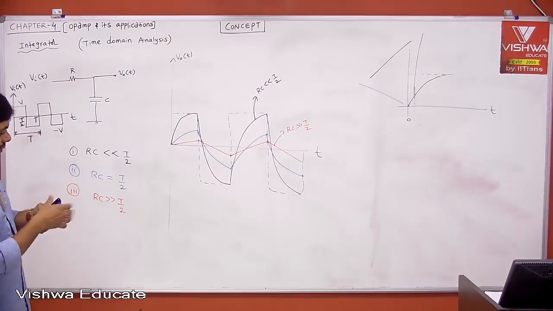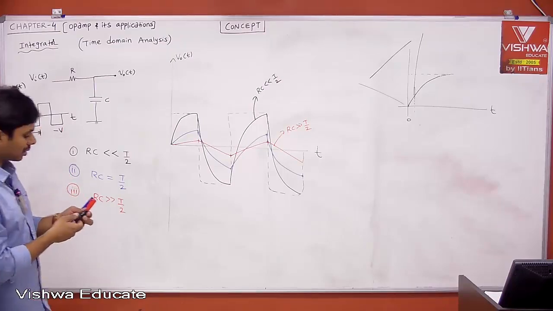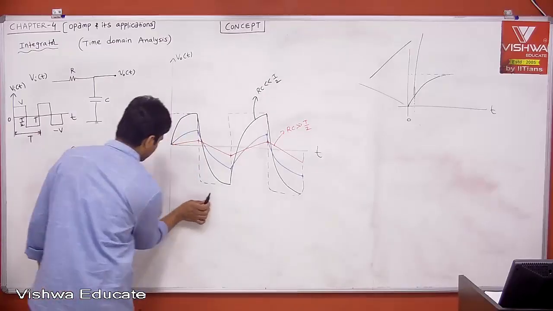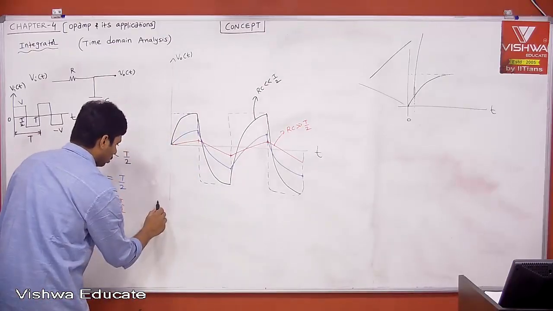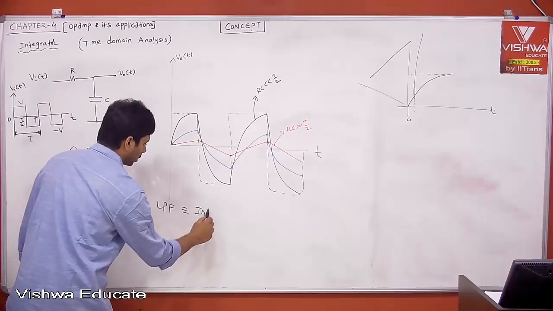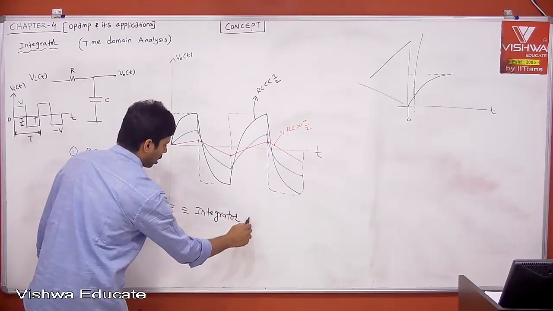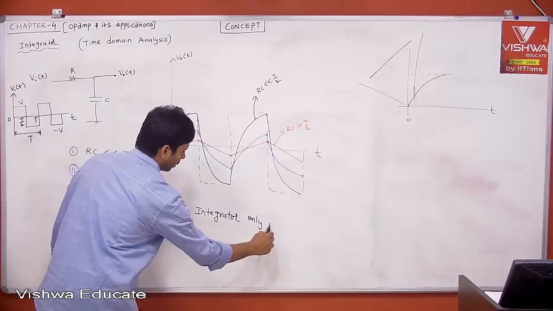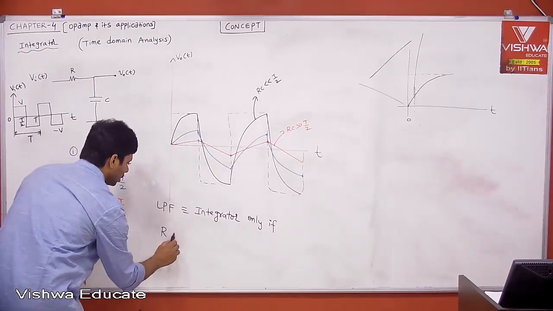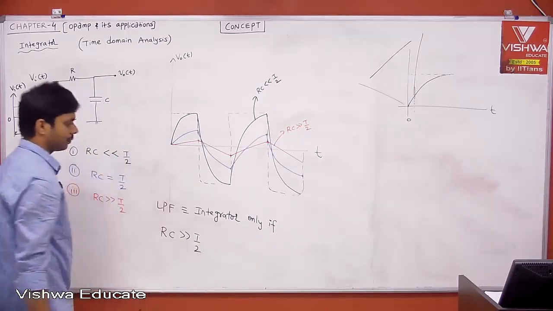Therefore, just write, wait, I will give you time. Tell me about your low pass filter, RC circuit. The low pass filter will be acting as an integrator. It is acting as an integrator only if, tell me the condition, only if RC is very much greater than T by 2.